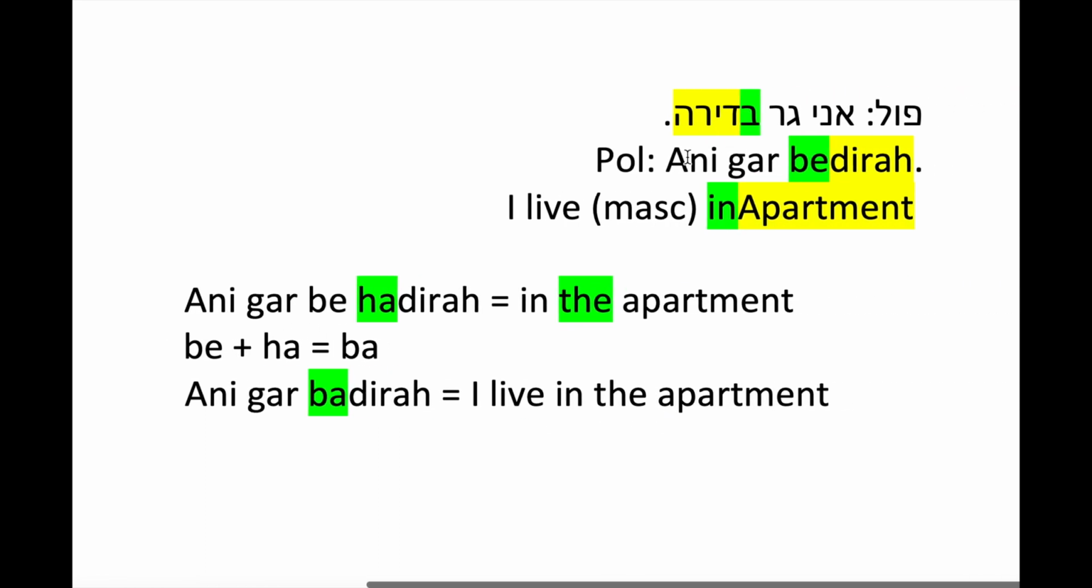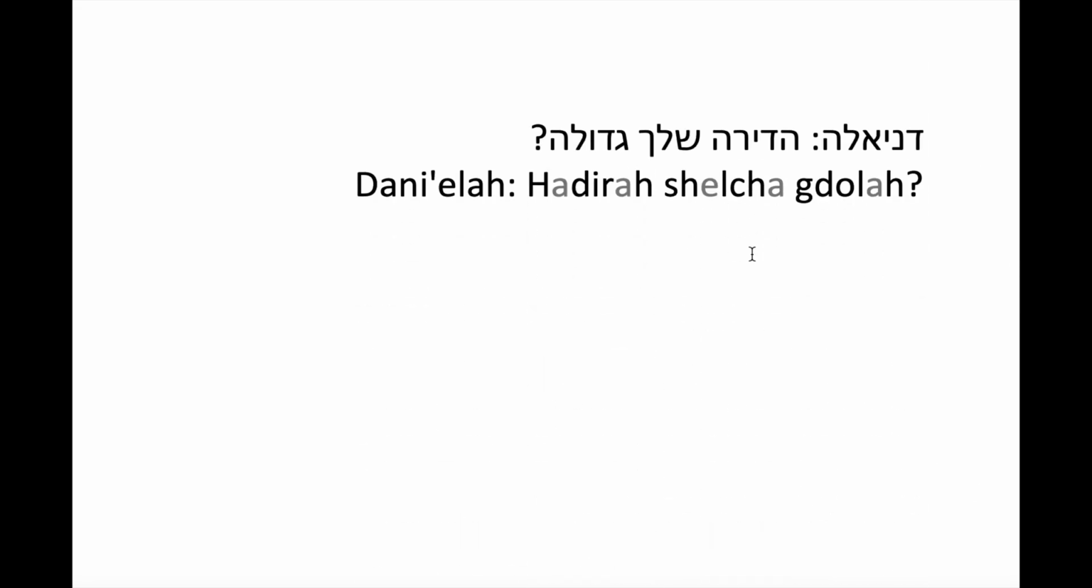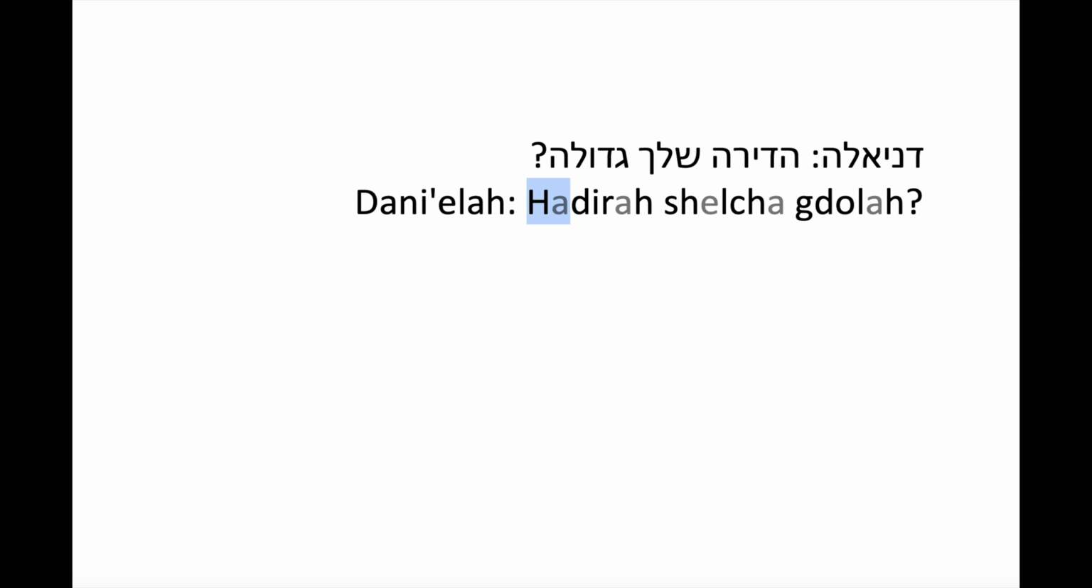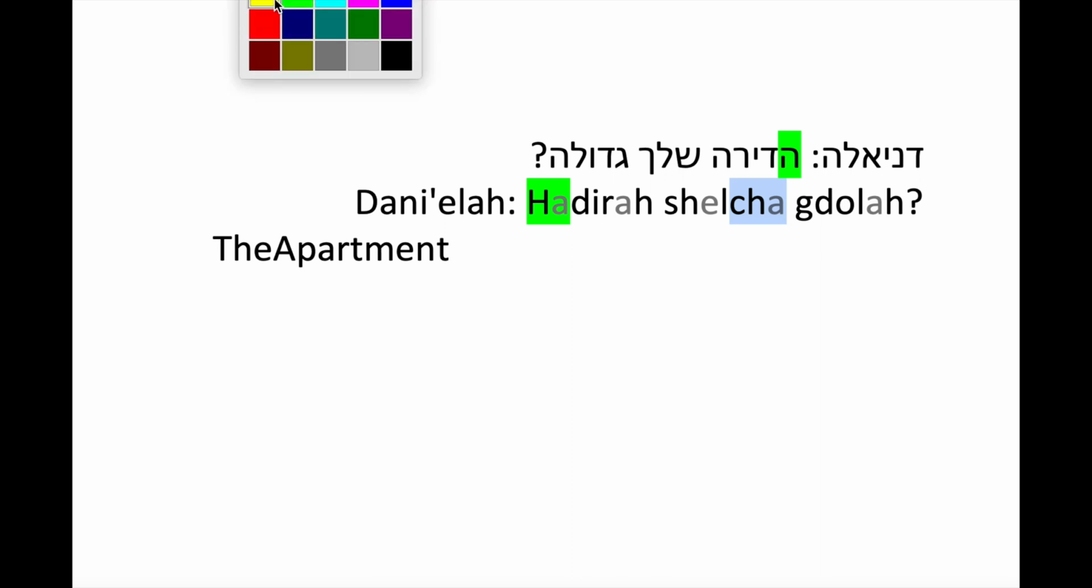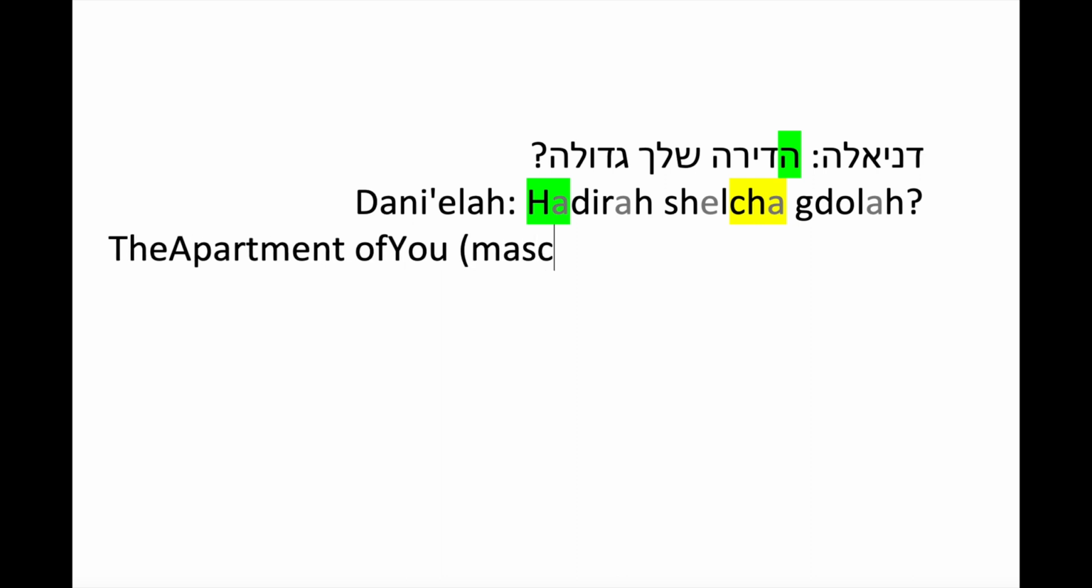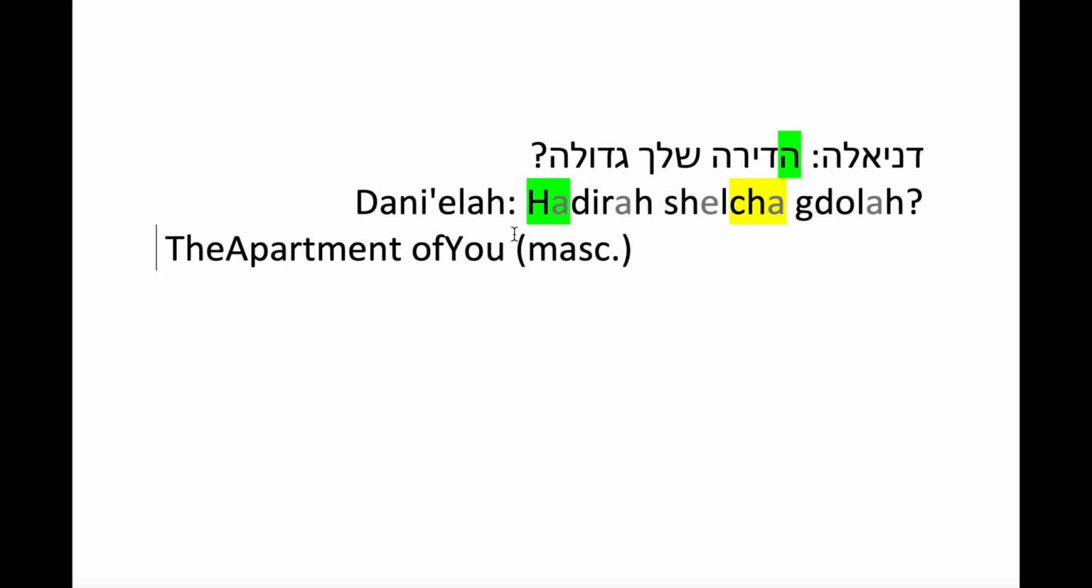Okay, good. So Paul answers, Ani gar bedira. And then Daniela asks, Hadira shelcha gdola. So, as we've learned, ha means the. Dira is apartment. Shelcha, shel means of, and cha is a possessive. It means of you, belonging to you, masculine. Cha indicates that a male person possesses something, in this case, the apartment. Okay, cha.